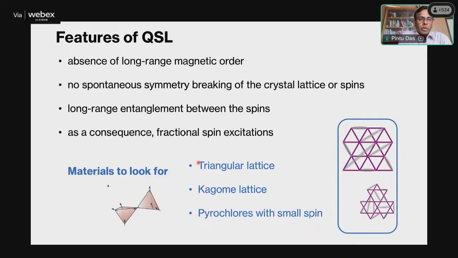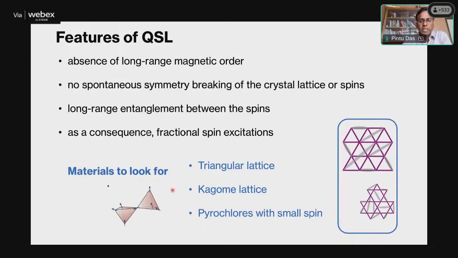All right, so what are the features? If you look at quantum spin liquid, there has to be an absence of long range magnetic order. There is no ordering. So that means there is no order parameter that you can associate with this quantum spin liquid. There is no spontaneous symmetry breaking of the crystal lattice or spins, as I have just discussed. Long range entanglement between the spins one should have, and as a consequence, there are fractional spin excitations. I think I'll possibly skip this discussion about the spin excitations for want of time.